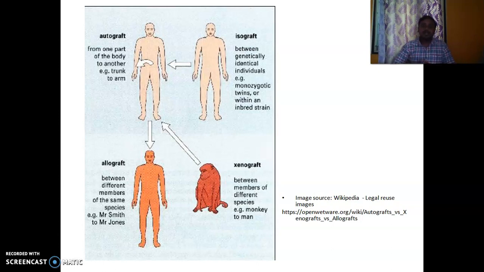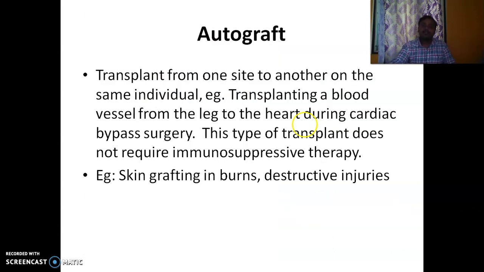The last type, which is very rare, is called xenograft. Xenograft is the transplantation occurring between members of different species. For example, if we take an organ from a monkey and replace it in a human being, this process is called xenograft. So these are the four common methodologies by which a transplantation process can occur.